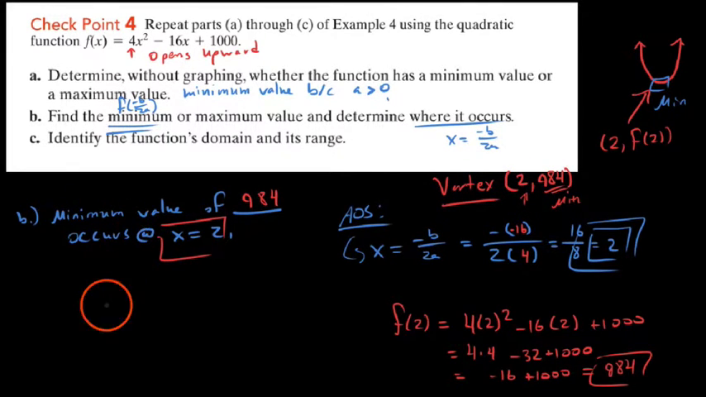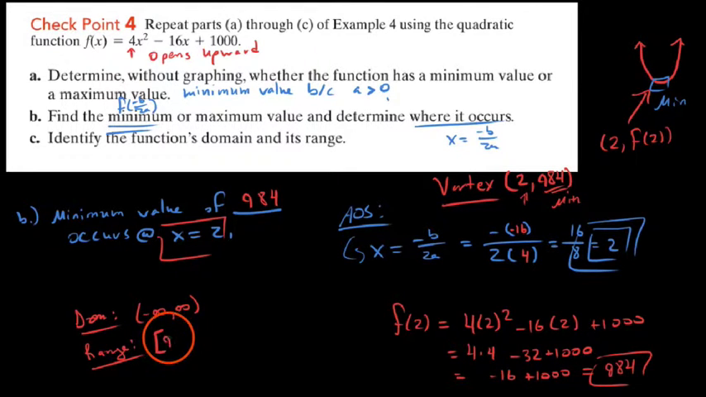So if I want to find the domain, one thing I can tell you about all quadratic functions is that they're U-like, and they go left to right forever and ever. But as far as the range is concerned, I know that because 984 is the smallest y value that this ever reaches, the range here would be 984 all the way up to infinity, just kind of visualizing this here.